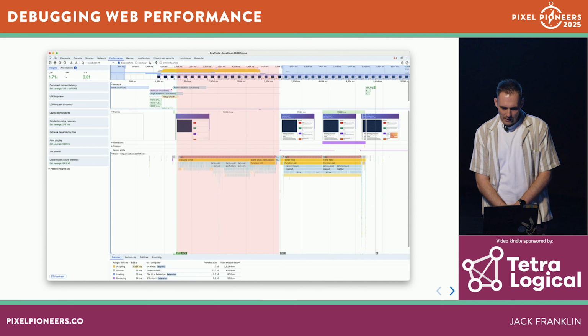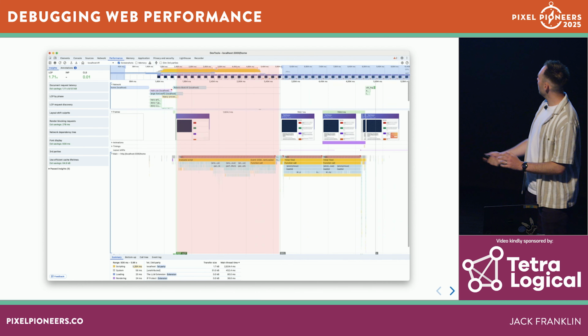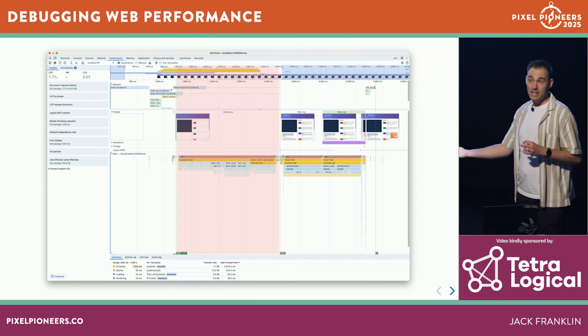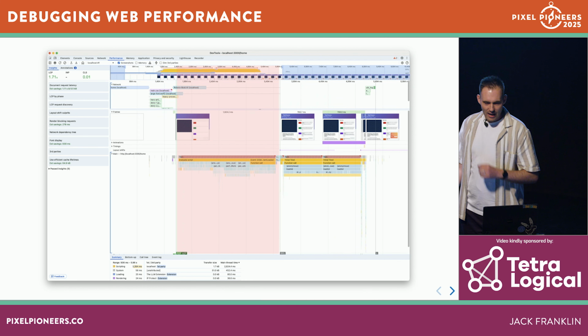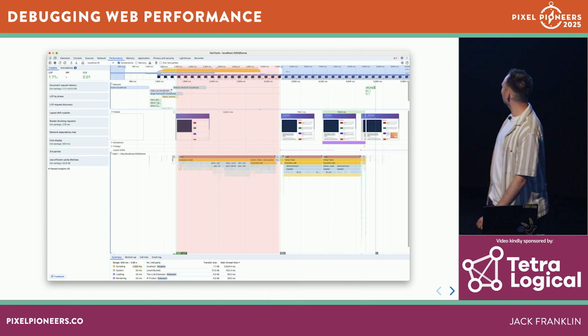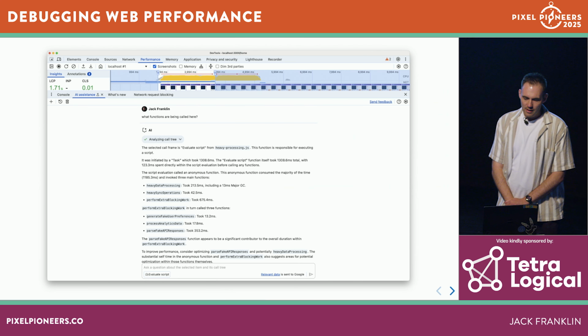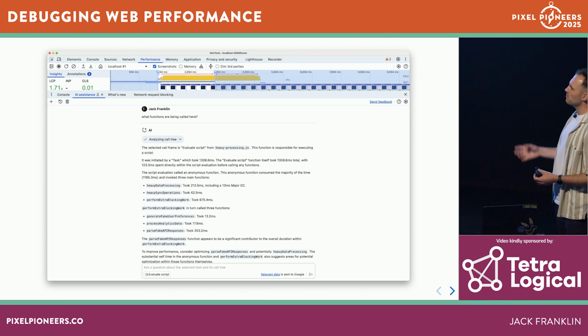So going back to this big empty chunk, one of the ways we can begin to get an understanding of what this work is, is using AI. Or as Leonie put it, we can ask the AI to toddle off, which I quite enjoyed. So we can right-click on something. I'm just going to ask it, what functions are being called here?